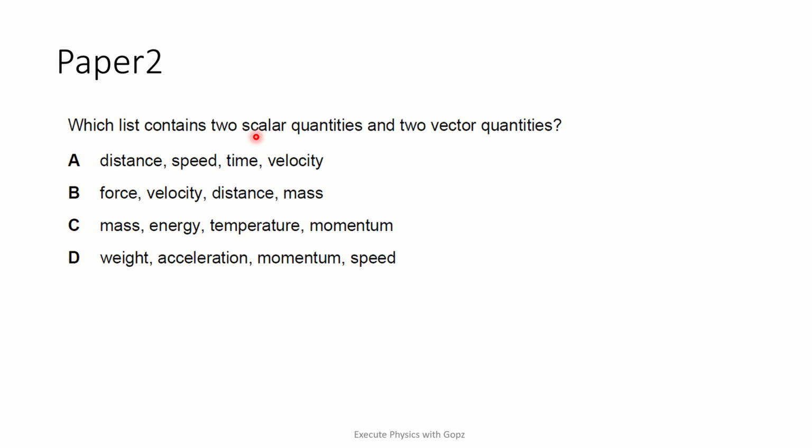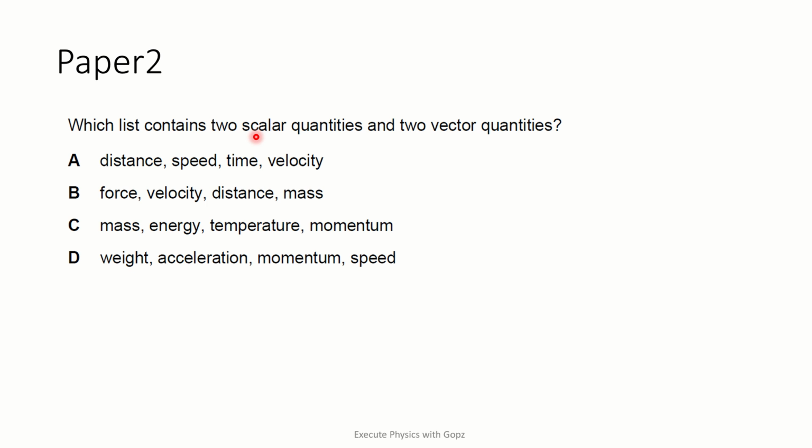Scalar quantities are those physical quantities which will have just the magnitude and the unit. For example, let me take time. It is 2 o'clock now, or let's say it's been 2 hours. Then 2 will be the magnitude and hours will be the unit. So such kind of physical quantities are classified as scalar quantities.